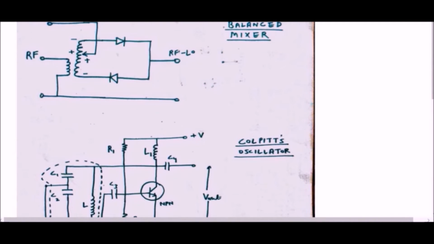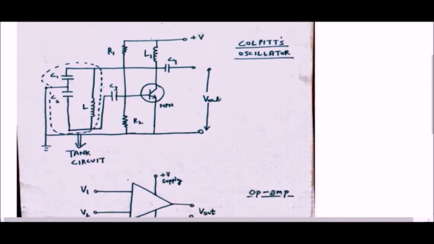Next we will see local oscillator. Here we use it to produce variable high frequency waves to input in the RF mixer. One of such oscillators is Colpitt's oscillator.